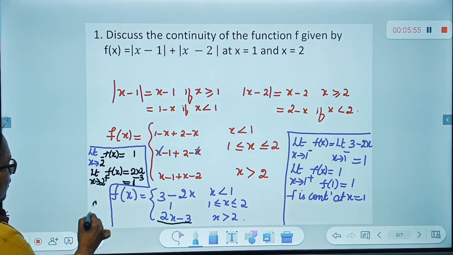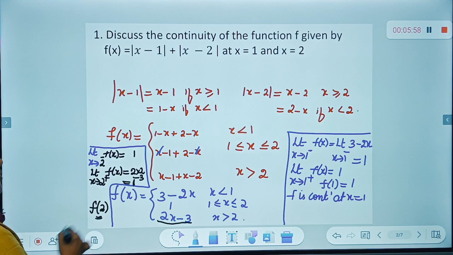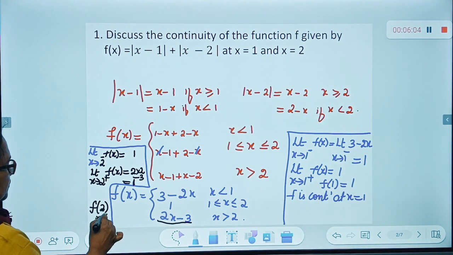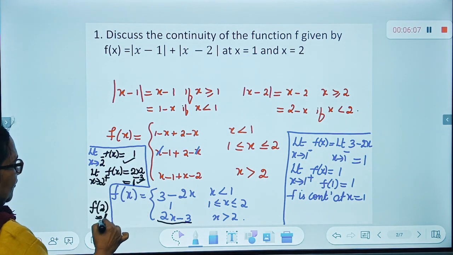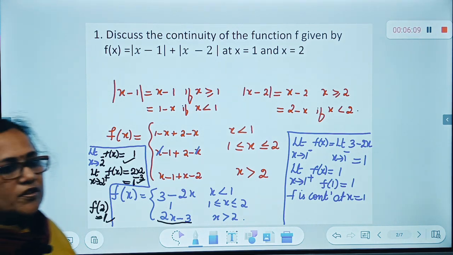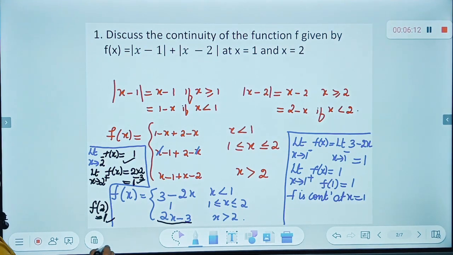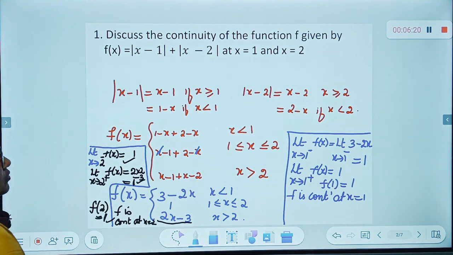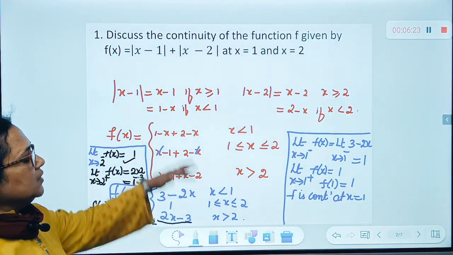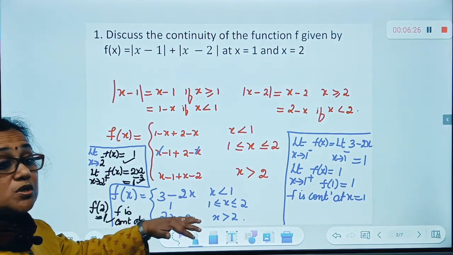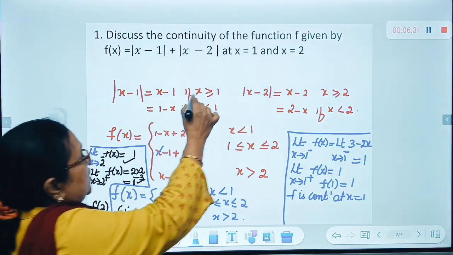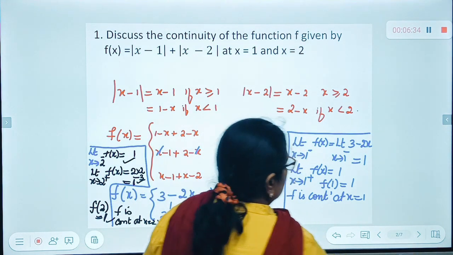What is f of 2? When 1 is less than or equal to x less than or equal to 2, the function is 1. So again you can see the left hand limit equals the right hand limit equals the value of the function. So f is continuous at x equal to 2 also. So what is important here is how you redefine the function. Use the redefined function to calculate the left hand limit, right hand limit, and the value of the function at the indicated point. Is it clear?